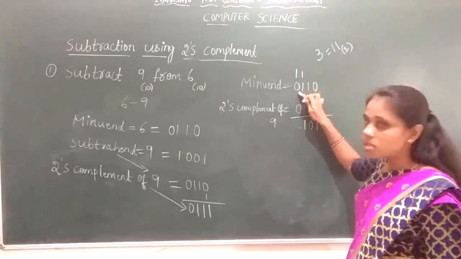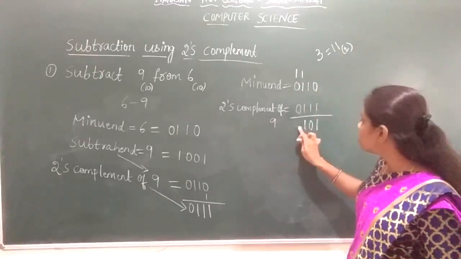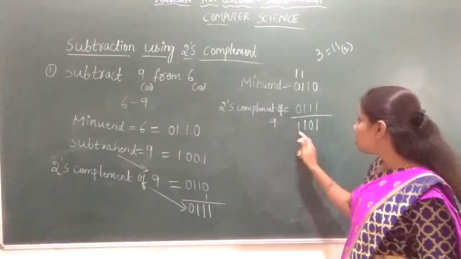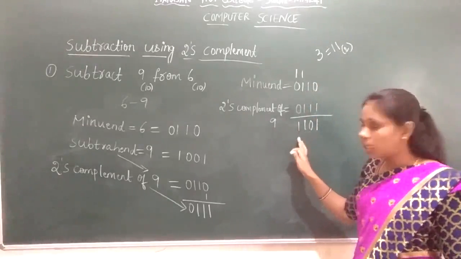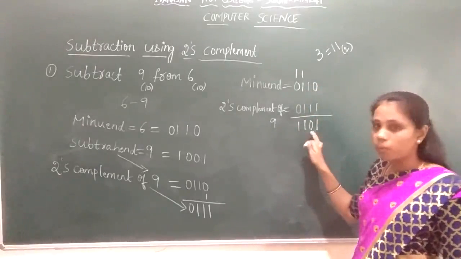Now 1 plus 0 is 1. Again 1 plus 0 is 1. Now see, here we did not get any carry. So what should you do? You should take the 2's complement of this obtained result.